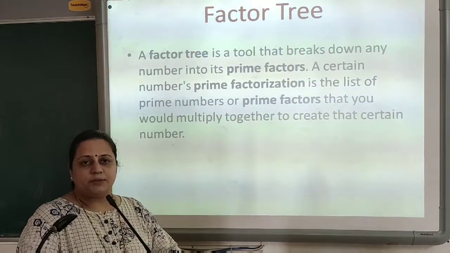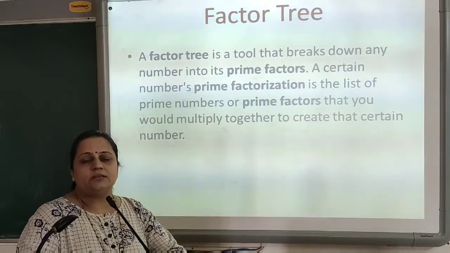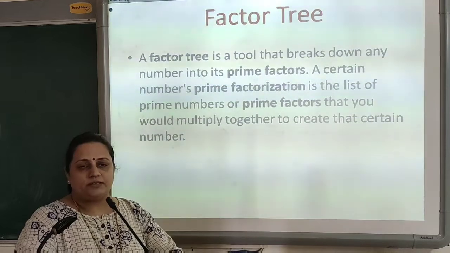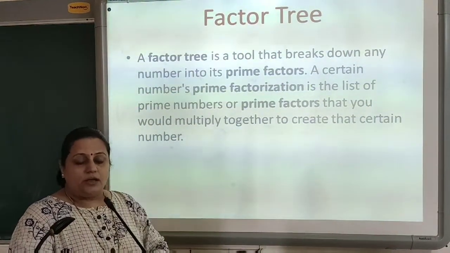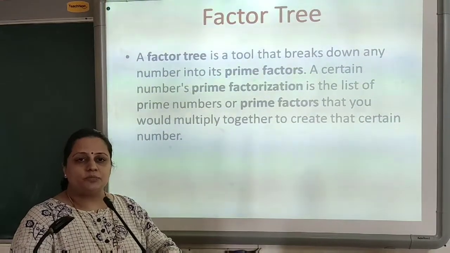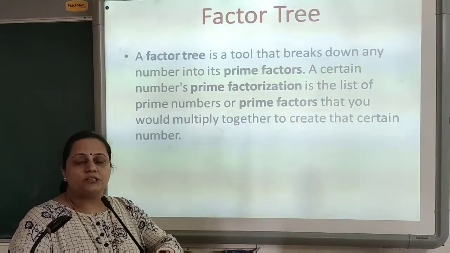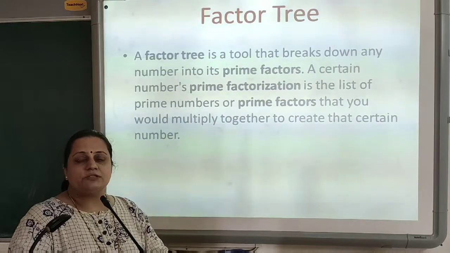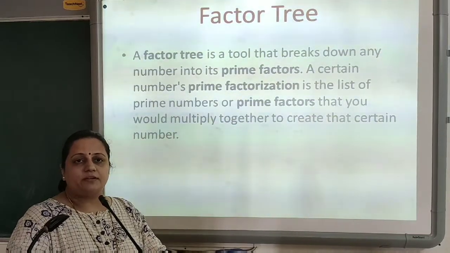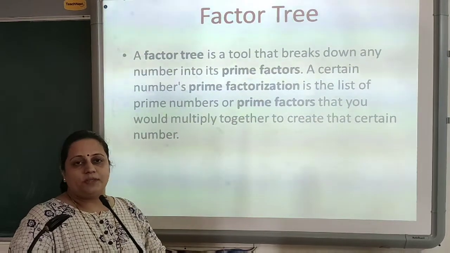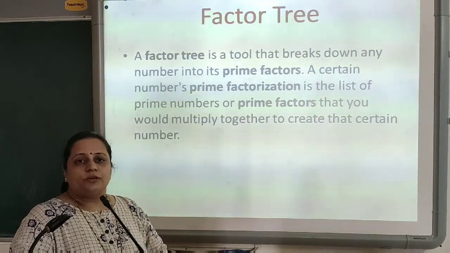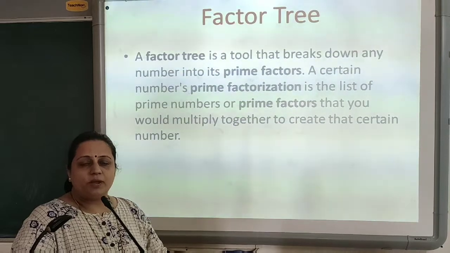As we have started chapter number 6, Be My Multiple, I Will Be Your Factor, and we have completed 2 lectures. In the first lecture we saw what is meant by factor, what is meant by multiple, and how to calculate it. In the second lecture we saw what is meant by prime numbers, composite numbers, twin prime numbers and co-prime numbers. So in short, let me revise what is meant by prime number.